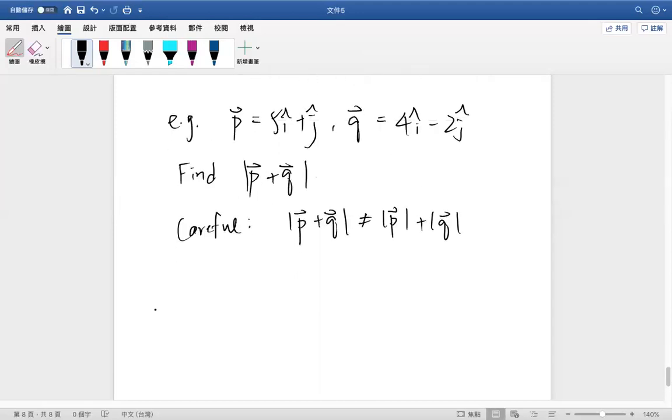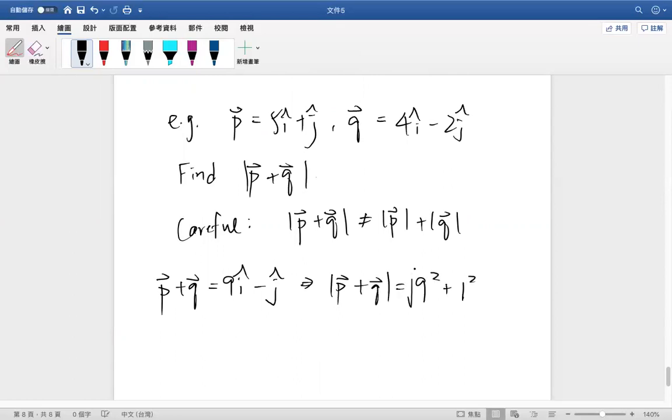So P plus Q here is 9i minus j. That means the length of P plus Q is the square root of 9 squared plus 1, which is square root 82. As in 82, sorry. Yeah, 82. Okay.